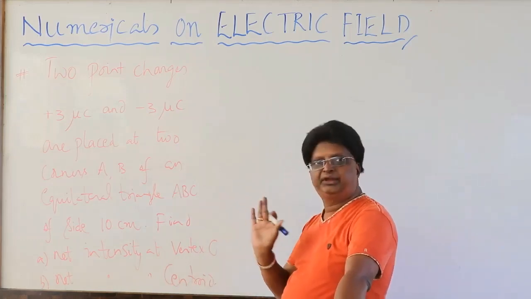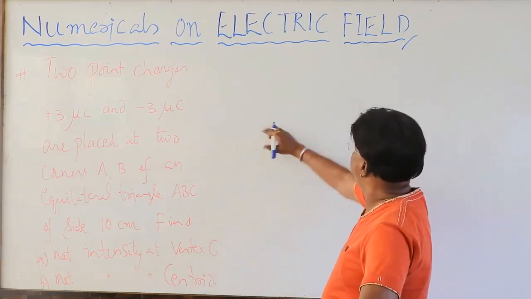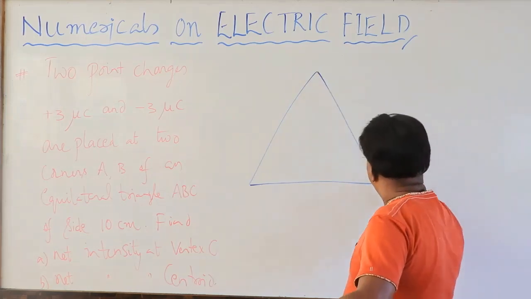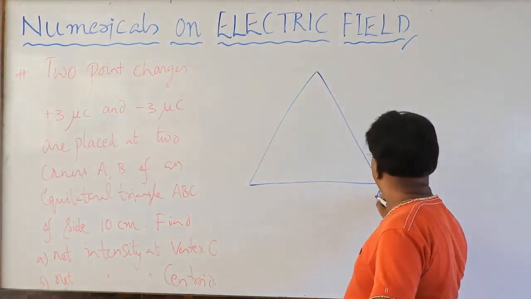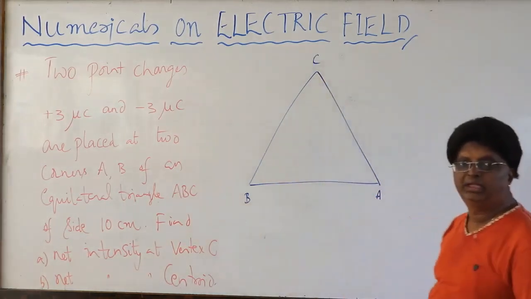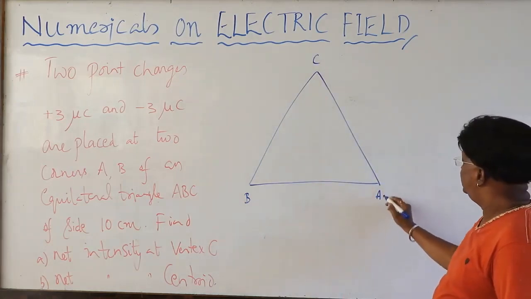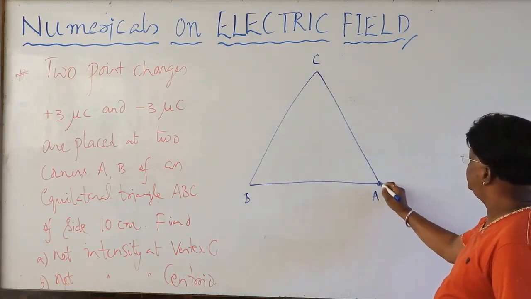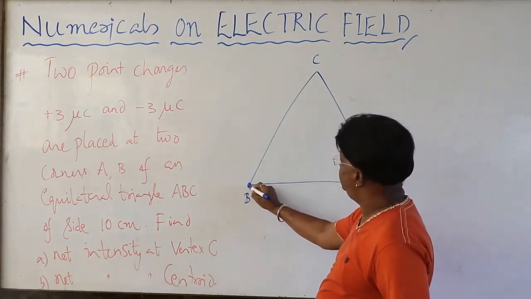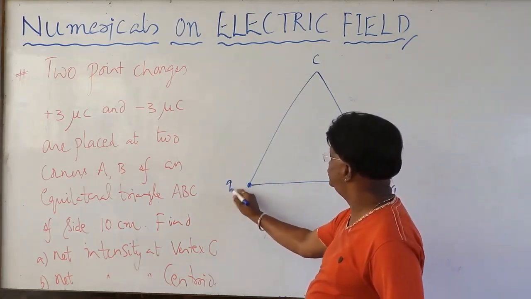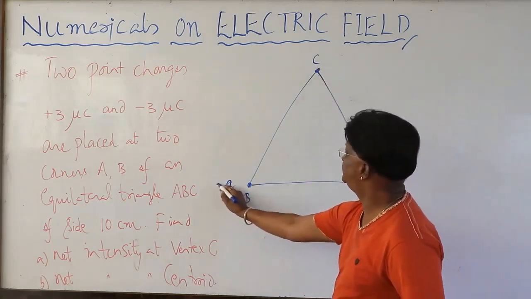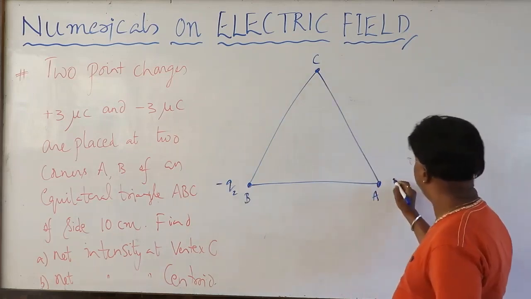So now first, what is that figure? The geometry is an equilateral triangle. I call it A, B and C. So here the charge at A is Q1, given to be positive, and at B is another charge which is Q2, a negative charge, and this is the vertex C. Remember, this is a negative charge and this is a positive charge.